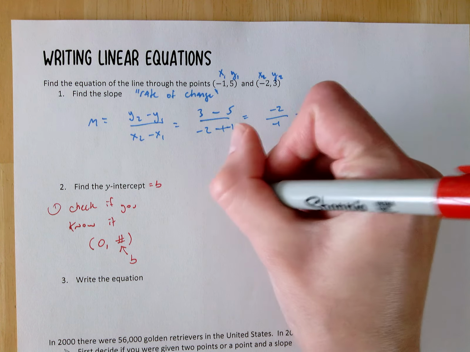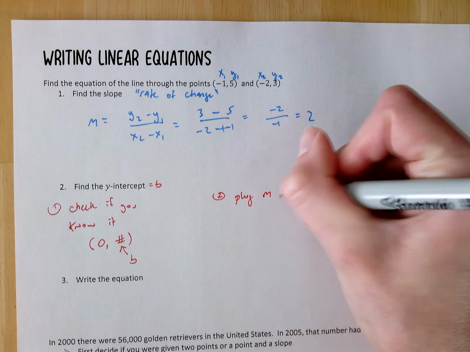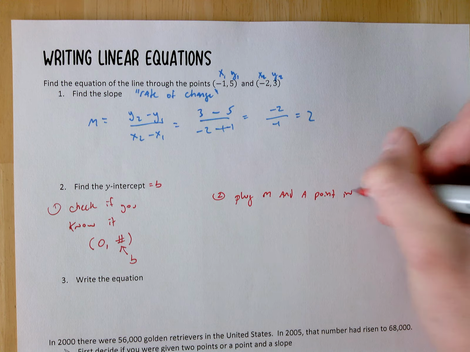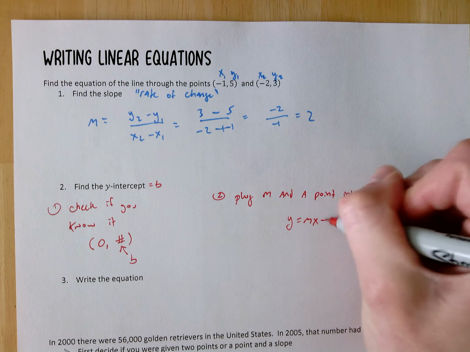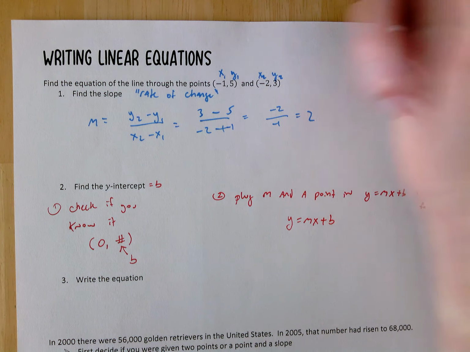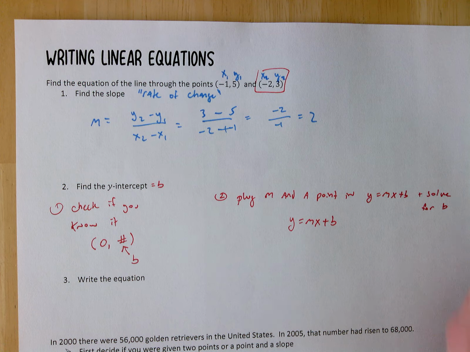Since I don't, option 2 is we are going to plug m and one of the 2 points, doesn't matter which one, into y equals mx plus b and solve for b. Okay, so I'm taking y equals mx plus b. All right, and I'm going to use one of these 2 points. It doesn't matter which one. I think I'm going to go with this one because I like the numbers 2 and 3 better than I like the numbers -1 and 5. But it doesn't matter. You could use either.